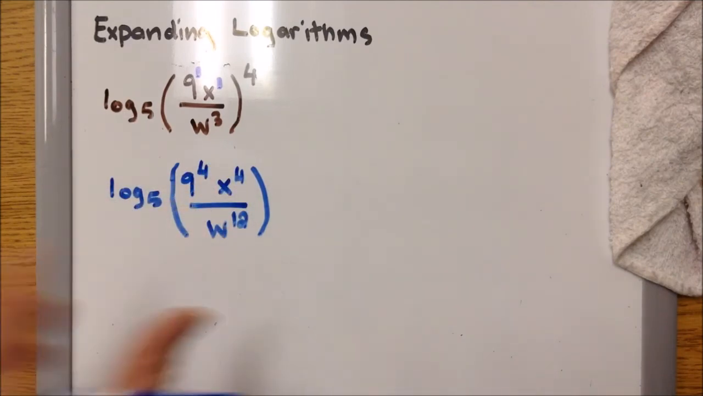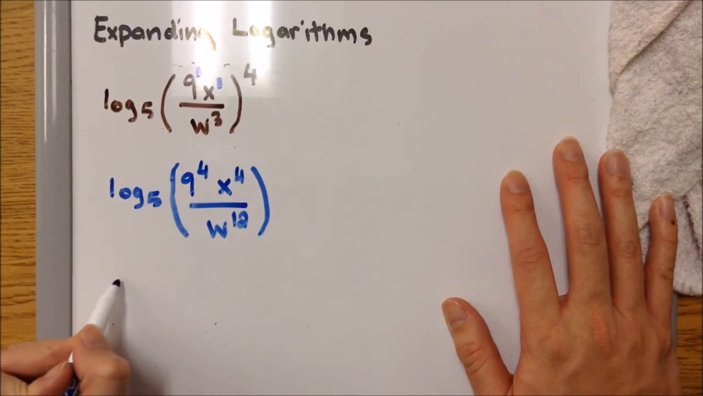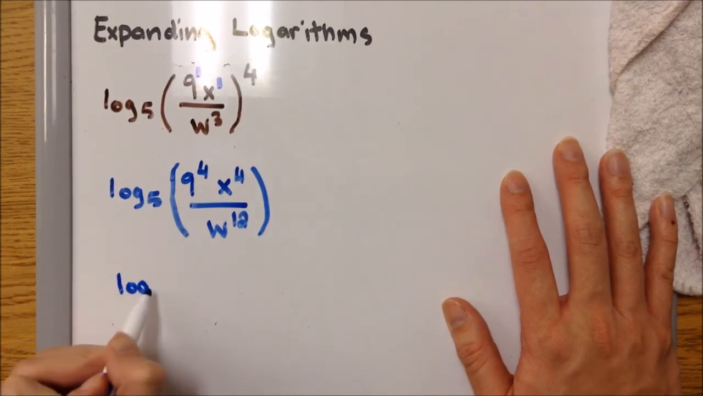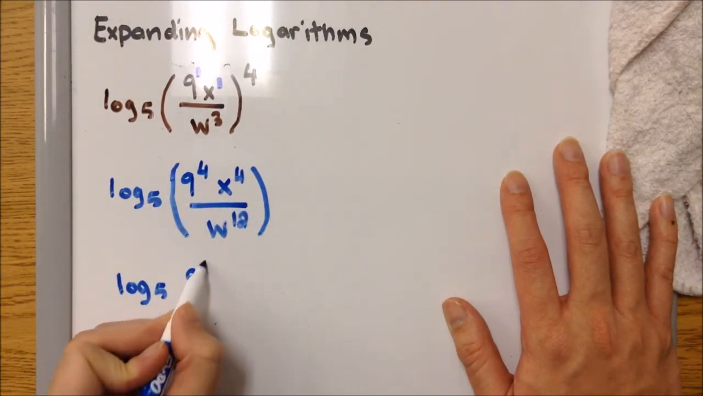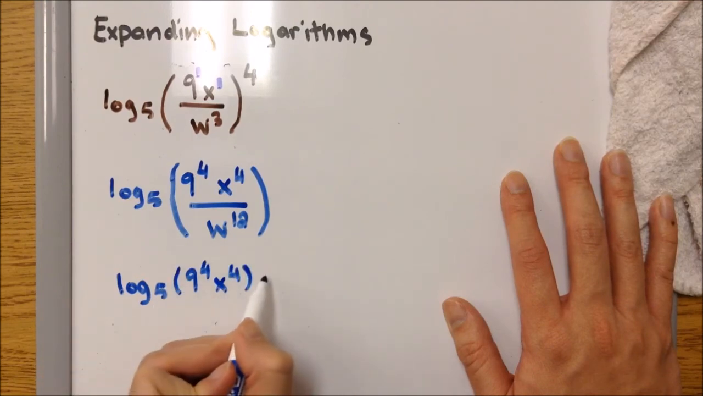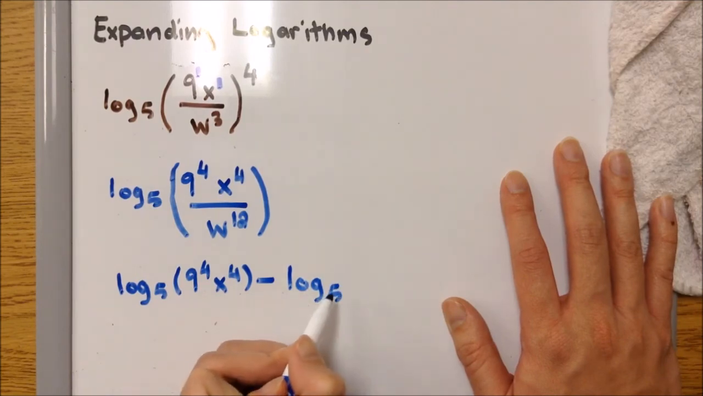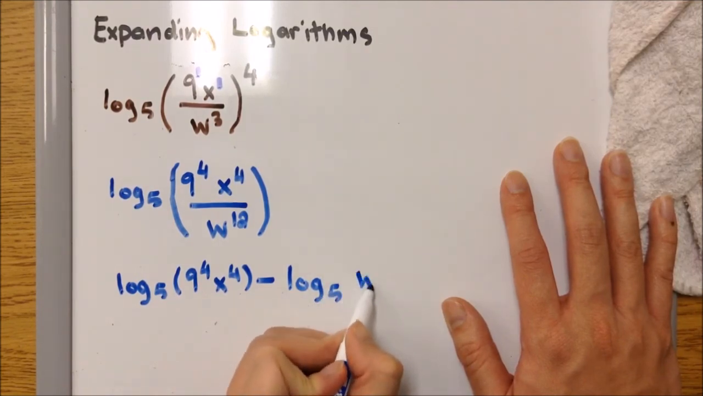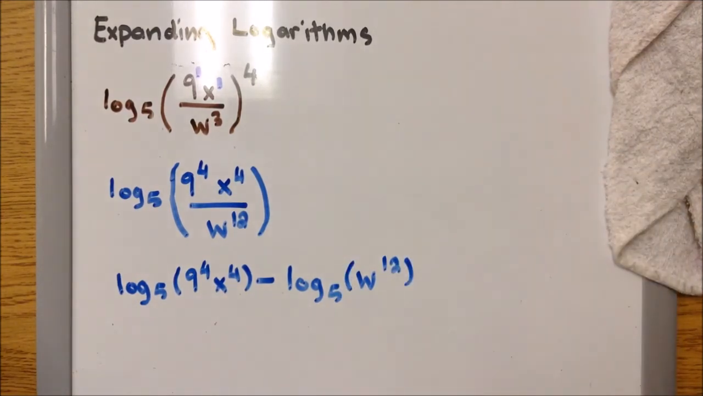Now, what I'm going to do, since it's the quotient property, we have the numerator and the denominator. So I'm going to split those into 2 logs. So the first one will be log base 5 of the numerator. So 9 to the 4th power times x to the 4th power minus log base 5 of w to the 12th power. Alright, so I finished with splitting the fraction, the quotient.